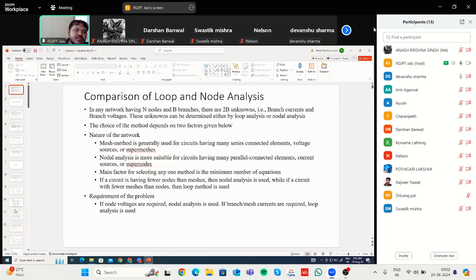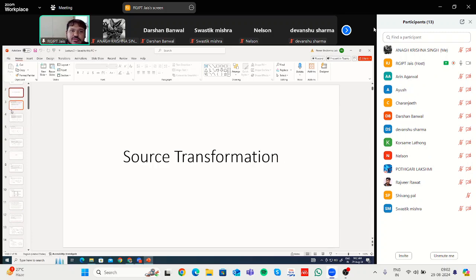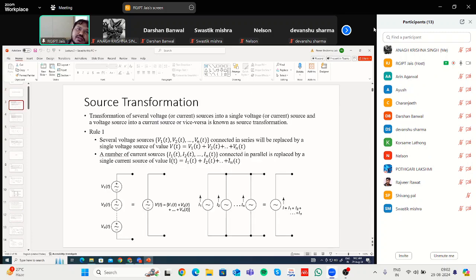Okay. Then after this, we slowly moved into our next topic, that is the first theorem. Okay. Then we moved into source transformation. Okay. In source transformation, we discussed 4 rules. Okay. Rule 1, if there is a number of series connected voltage sources, that can be converted into an equivalent voltage source. If there are a number of parallel connected current sources, that can be converted into a single current source. Okay, because at the terminals all the effect will be added up.